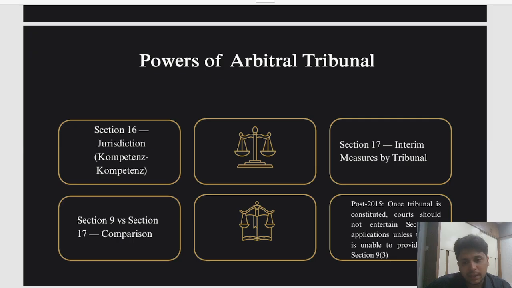Now, post 2015 amendment, it is specifically provided that once the arbitral tribunal is appointed, no court should entertain a section 9 application. Now, why is this important? Section 9 is before the courts, section 17 is before the tribunal. As I told you, section 9 will only remain in effect until the arbitrator is appointed. The moment an arbitrator is appointed, section 9 does not have any specific value because everything has been converted into the domain of the arbitrator who has a right to deal with the subject matter. So the court will not interfere in the subject matter. We are going to discuss various examples when it comes to section 9 versus section 17.